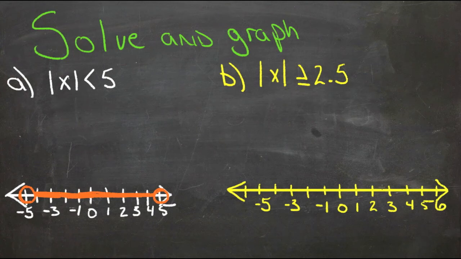So x can be 2.5, and since it's an absolute value, it can be negative 2.5, but it can't be smaller, with less distance toward 0, than either one of those. So it can be more distance from 0 on the positive side, or it can be more distance from 0 on the negative side. So for this one, we get x is greater than or equal to 2.5 or less than or equal to negative 2.5.